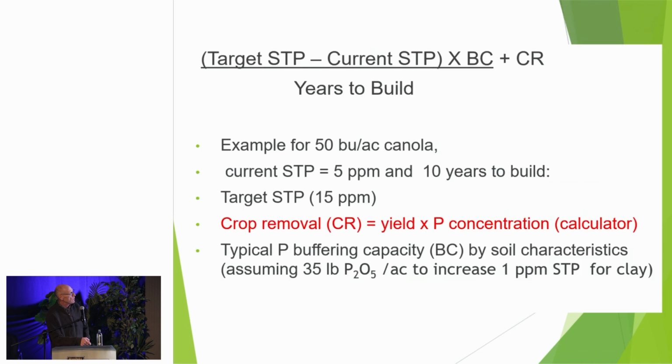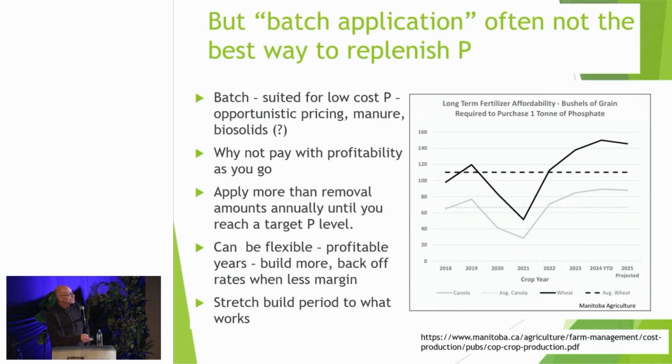This just shows some of the cost of production. Information here shows that in a year like this, you've got very high-priced phosphorus. If I'm talking wheat, it's costing over 140 bushels to buy a ton of phosphorus, whereas in a year like this, 2021, 50 bushels is buying that ton of phosphorus. That would have been an opportunistic year to look at that type of approach.